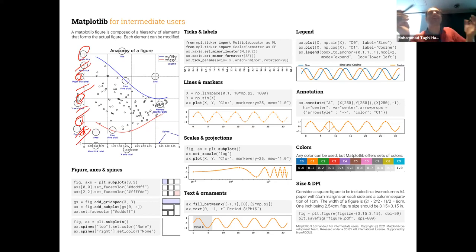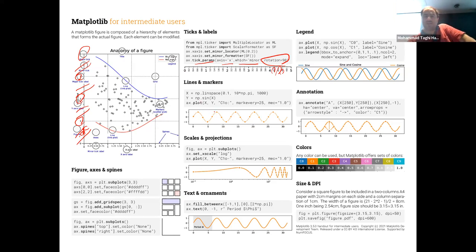Now for each of them, you can say how you want to do it. This is a diagram. For example, here you will define the format of the major ticks and the format of the minor ticks. And here it is interesting: for the tick parameters, you say that I want to put the axis for the minor ticks and I want to rotate them. As you will see here, this is 0, 1, 2, 3, but the minor ones had a rotation, and not the major ones.